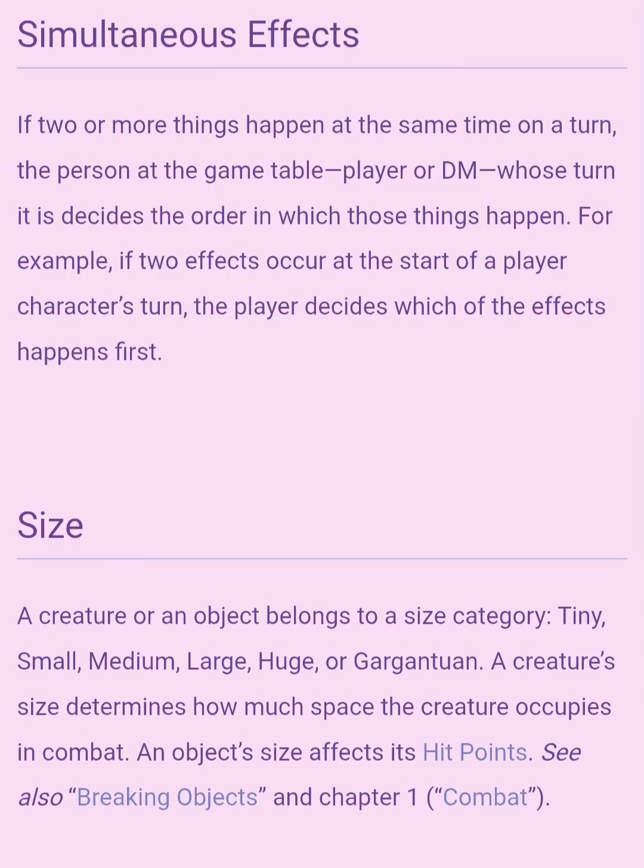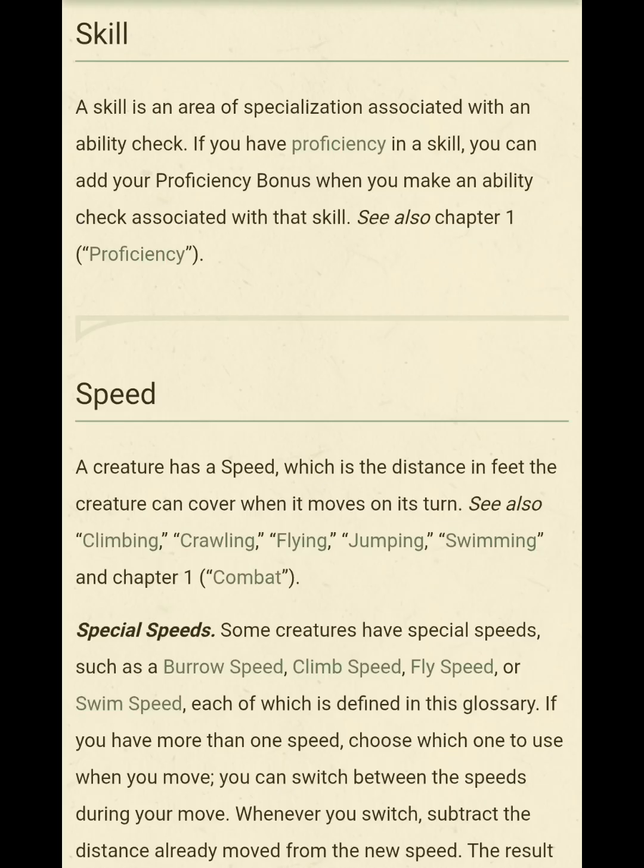Size. A creature or an object belongs to a size category: Tiny, Small, Medium, Large, Huge, or Gargantuan. A creature's size determines how much space the creature occupies in combat. An object's size affects its hit points. See also Breaking Objects and Chapter 1, Combat.